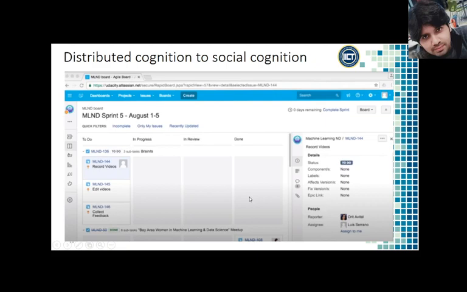Now I'll end this lecture at this point, and we'll be discussing the social cognition part and the activity part in the next part of this lecture. Thank you.